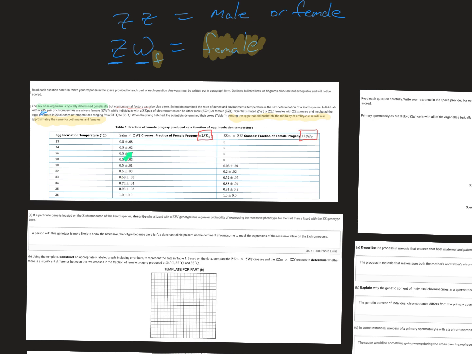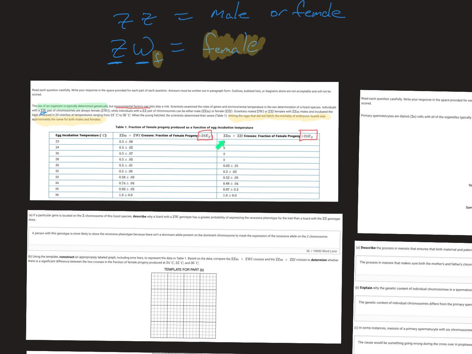Now notice that the percent error goes down as well as you go up in temperature. And you see here that 0.58, 0.74. Here at 36 degrees, it's 100% with no error, no standard error at all. 100% are female, where here 50% are female.